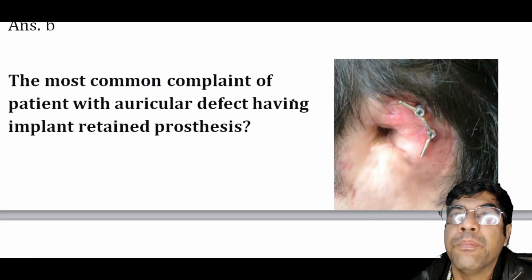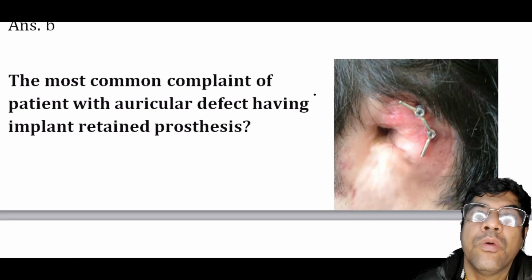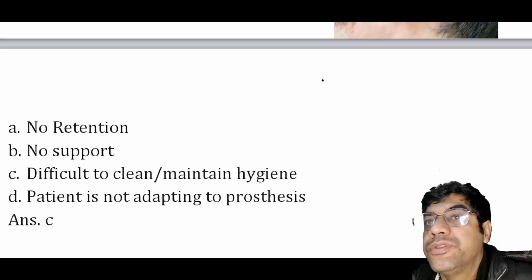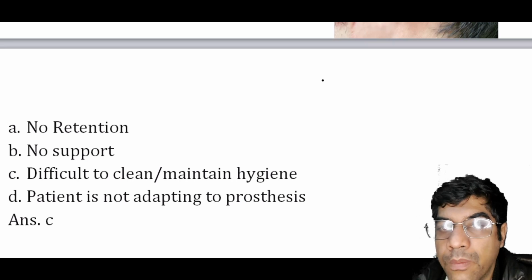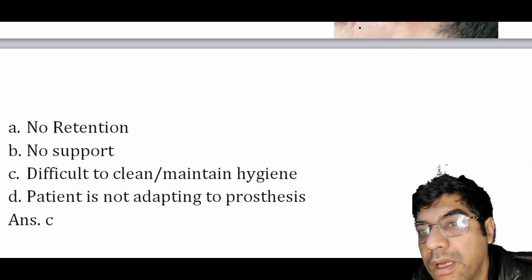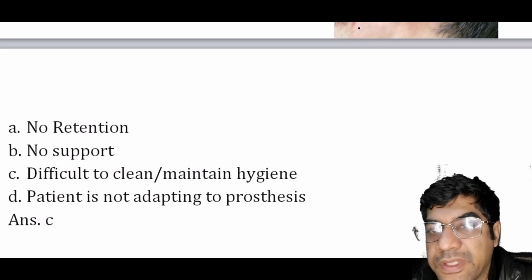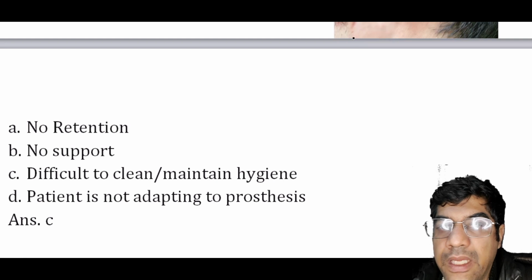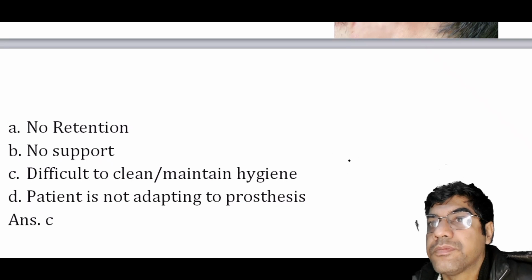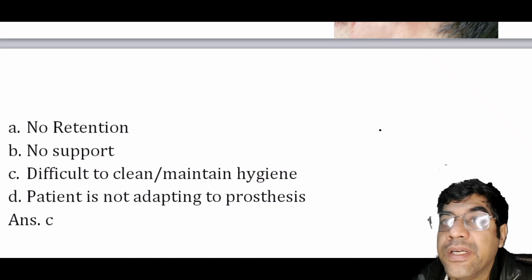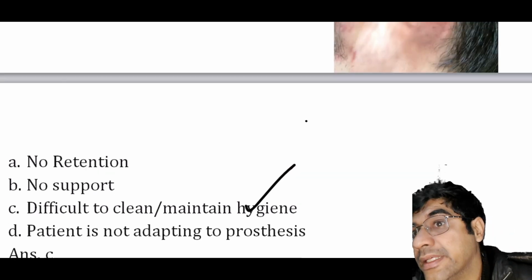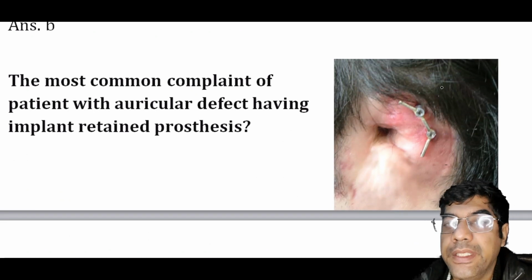Moving to the next question, the most common complication of a patient with auricular defect having implant retained prosthesis. Well, the most common complaint of a patient with auricular defect and an implant retained prosthesis is often related to difficulty in cleaning and maintaining the hygiene around the prosthesis. So the patient finds it difficult to clean and maintain hygiene. So that is why your answer would be C.